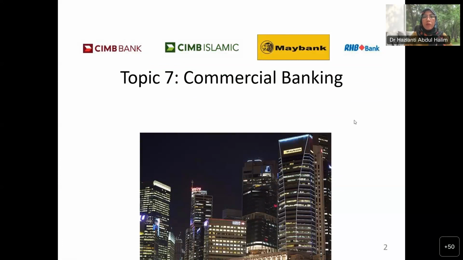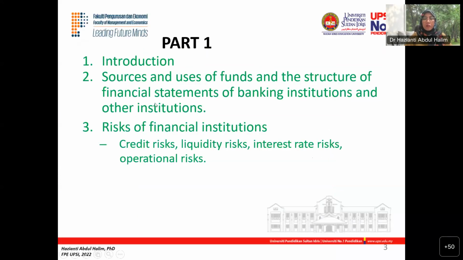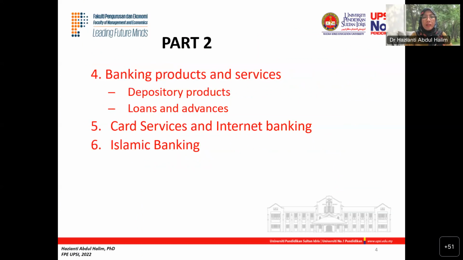All right. So for commercial banking, what you can see from this topic is we are going to look at both sources and uses of funds and the structure of financial statements, the risk of financial institutions, as well as part 2 will be focusing on banking products and services, card services, and also internet banking, and a little bit on Islamic banking. All right.